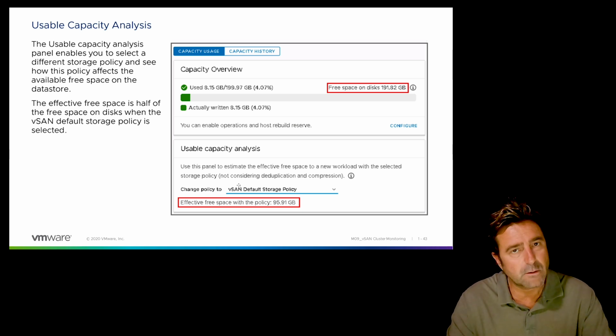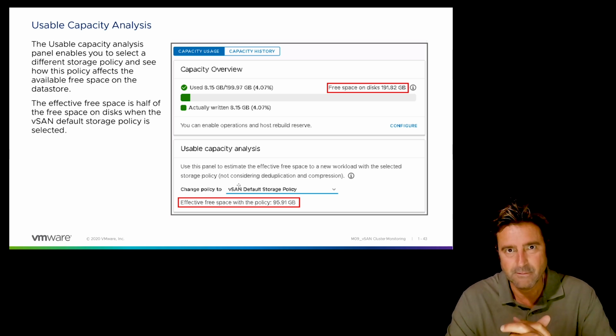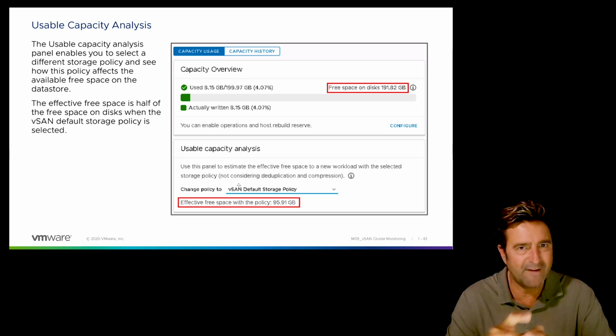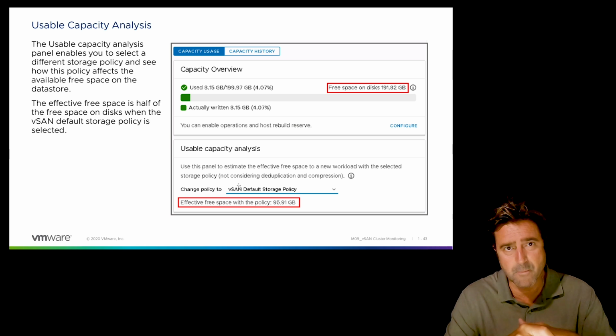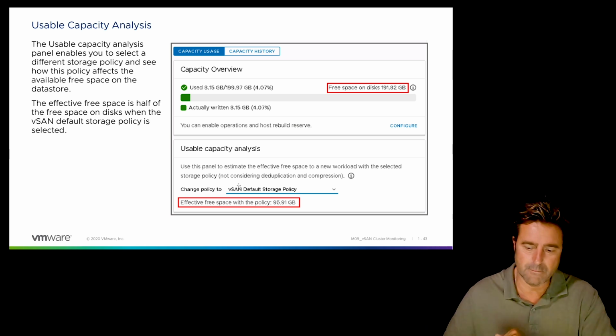So you may want to look into this, but again, remember, just because you see 191 gigs of free space, it doesn't mean that you really have that. You may have to divide that by 2, again, if your VMs are two-way mirrors. Plus, remember, there's something called slack space that you may want to consider.